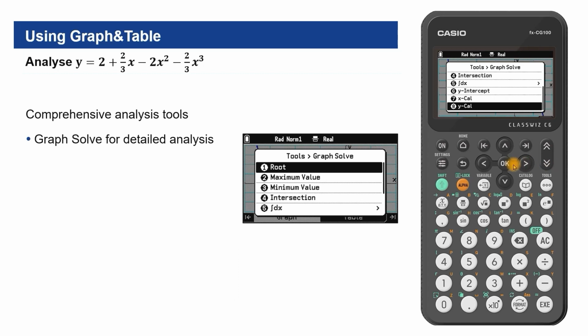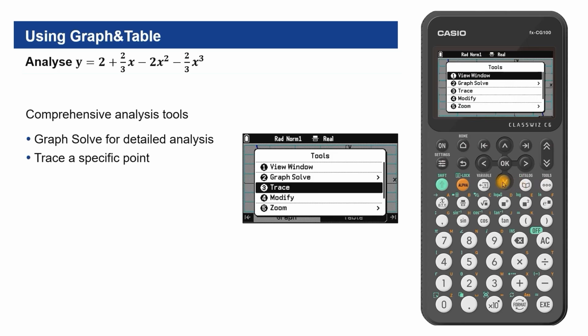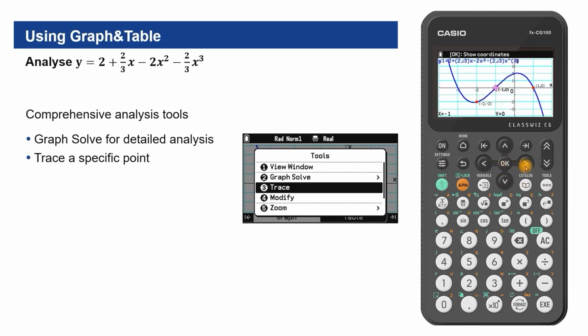Also, ycal can evaluate the function at a point. It may, however, be more efficient to use the trace function. This evaluates at a scrolled point or at values directly entered, even if not shown on the screen.